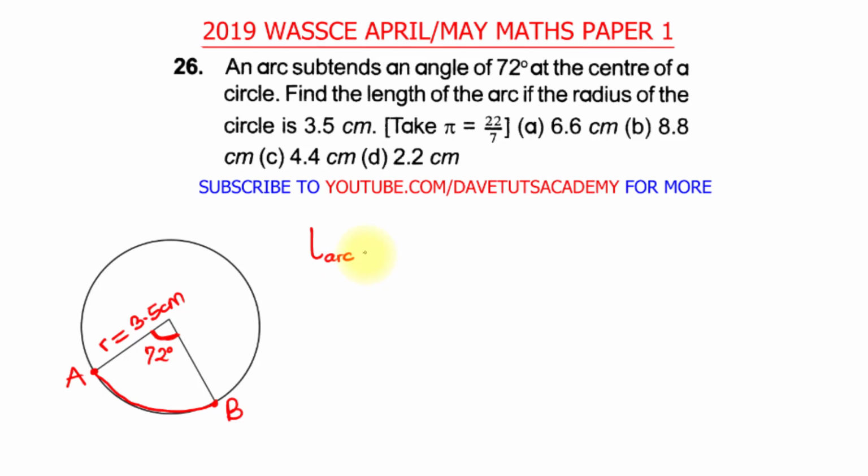That's what we are asked to find. And to find the length of an arc, the formula is given as theta over 360 multiplied by 2 pi r. As simple as that gets, if we want to evaluate that, we have our theta to be 72 degrees over 360 degrees, then multiply by 2 pi.